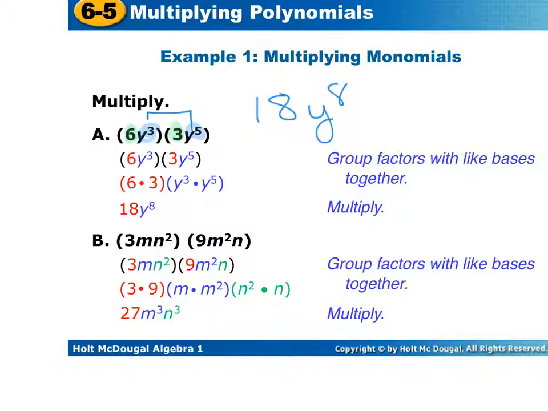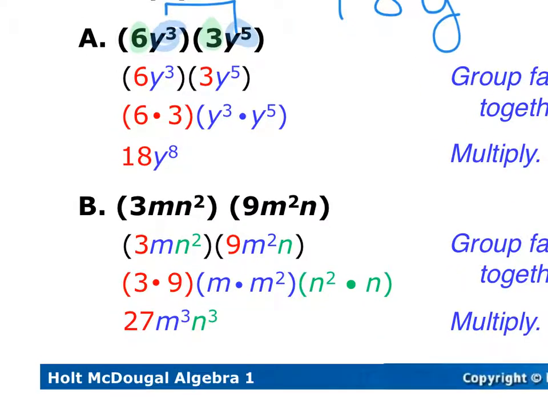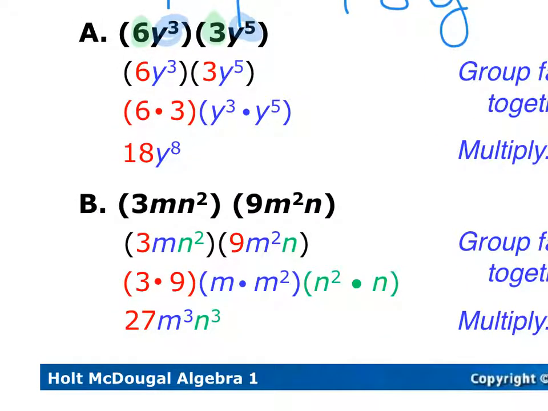Then for the next example, you're going to multiply the coefficients. So 3 times 9, and I get 27. And then I'm going to add the exponents on the m's and add the exponents on the n's. Okay, this m has a 1, so 1 plus 2 gives me the 3 here. And this 2 plus a 1 on this n gives me 3.